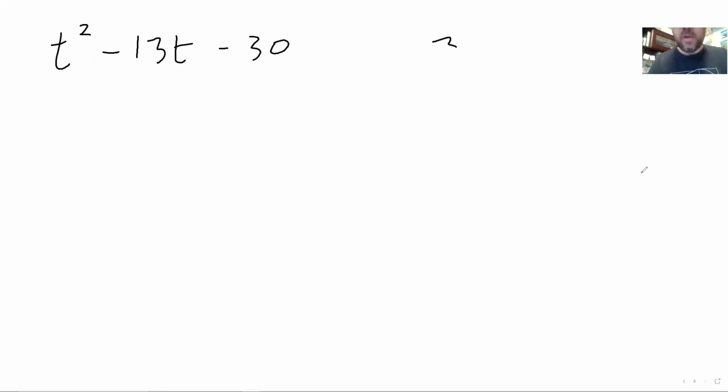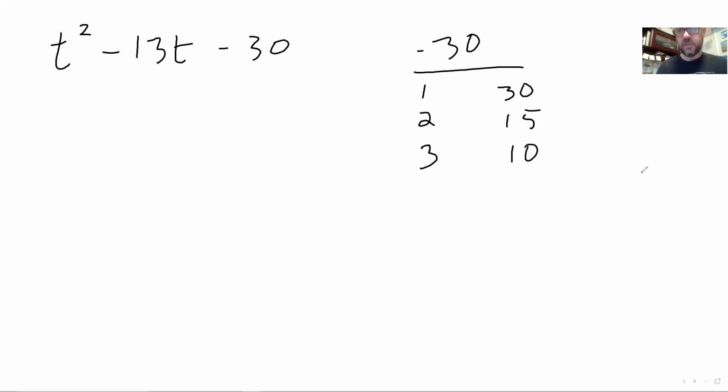So 30, I want it to be negative 30. And again, I'll worry about the sign later. So I'm going to start with 1 and ask myself, does 1 go into 30? And of course it does. 1 goes into everything. Does 2 go into 30? Yes, it goes in 15 times. Does 3 go into 30? Yes, it goes in 10 times. Does 4 go into 30? No, not evenly. Does 5 go into 30? Yes, 6 times. And then the next number I would try would be 6, and that's on the other side of the list, so that's how I can tell I'm done.